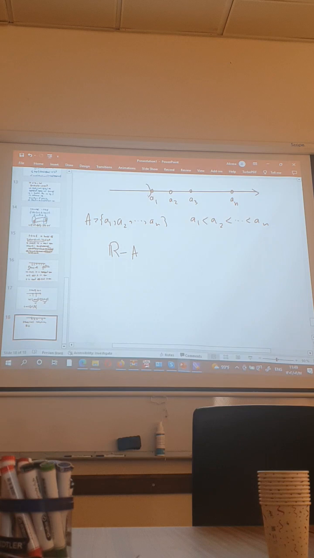Then A1 to A2, open. A2, A3, and finally AN up to the infinity. So this is equal to minus infinity to A1 union A1 to A2 union A2 to A3, and finally we can write AN minus 1 to AN, and finally AN up to the infinity. This is open.